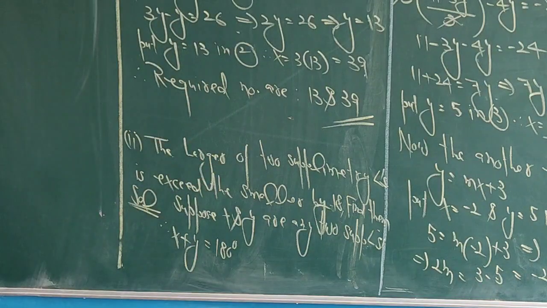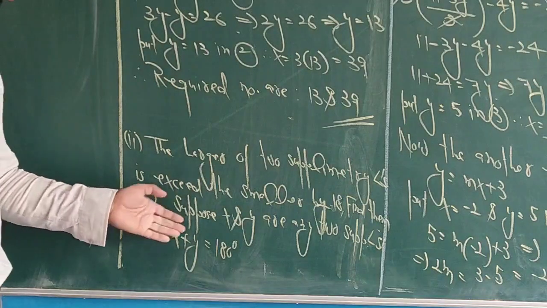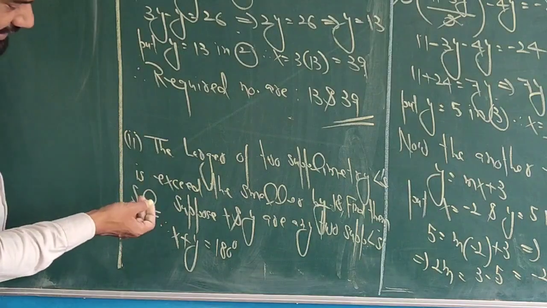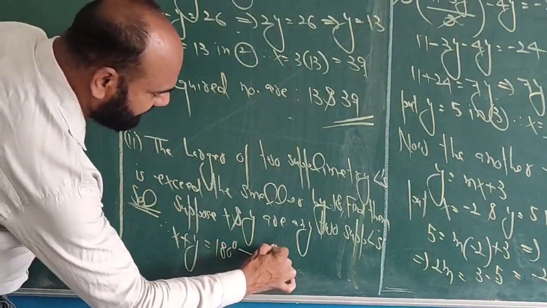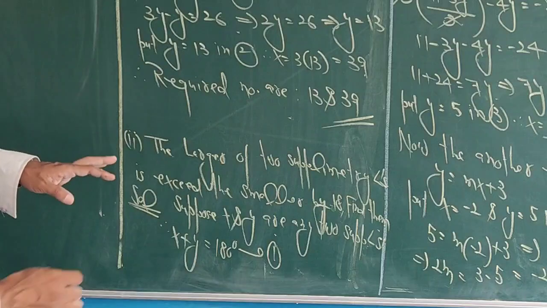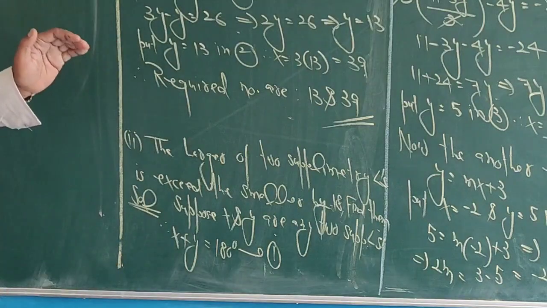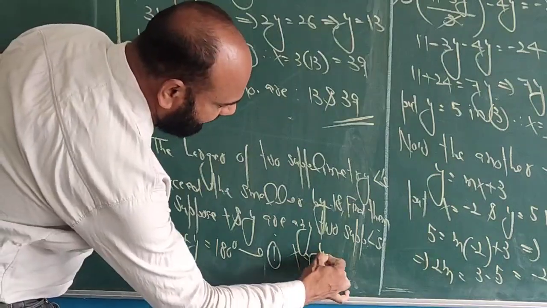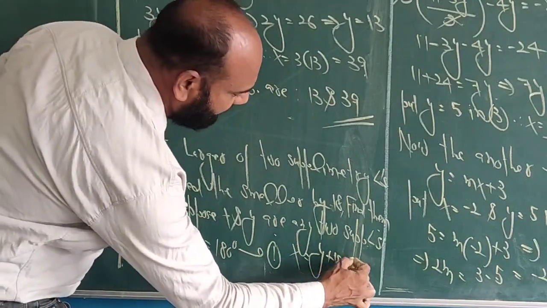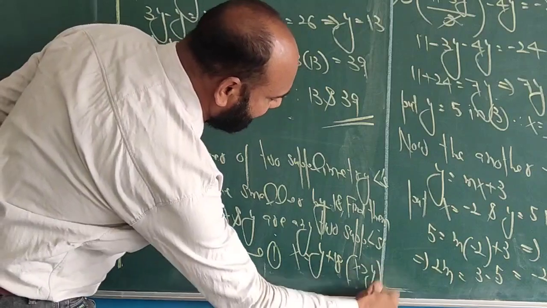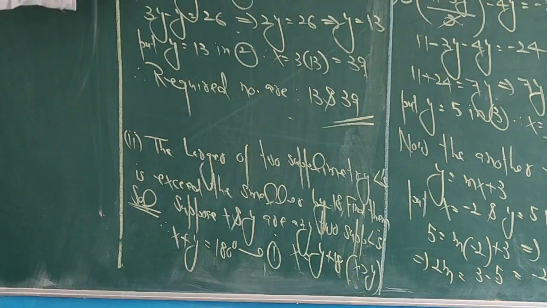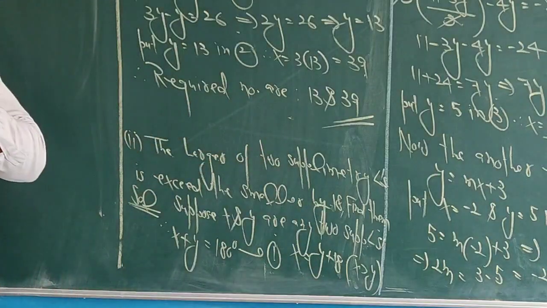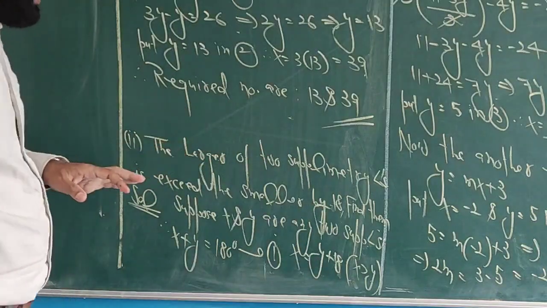Now in x and y, one should be larger. So x is greater than y or y is greater than x. We take any one, so we take x is greater than y. This is equation number 1. And when x is greater than y, then x is 18 more than y. Therefore, x is equal to y plus 18. This is equation number 2.